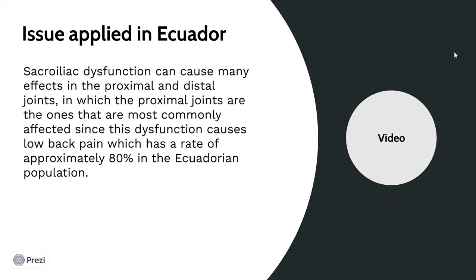Sacroiliac dysfunction can cause many effects in the proximal and distal joints. This dysfunction causes low back pain, which has a rate of approximately 80% in the Ecuadorian population.